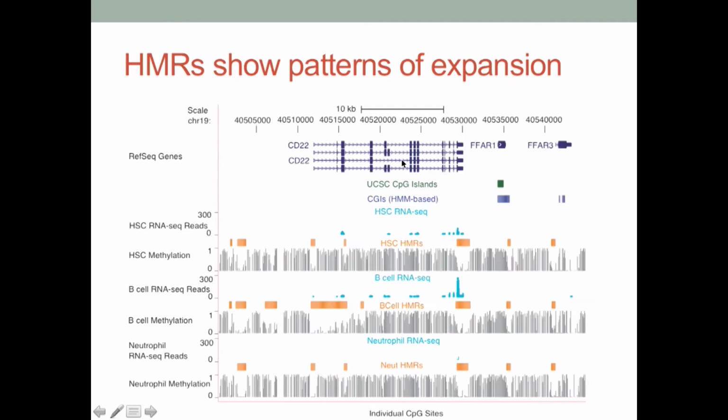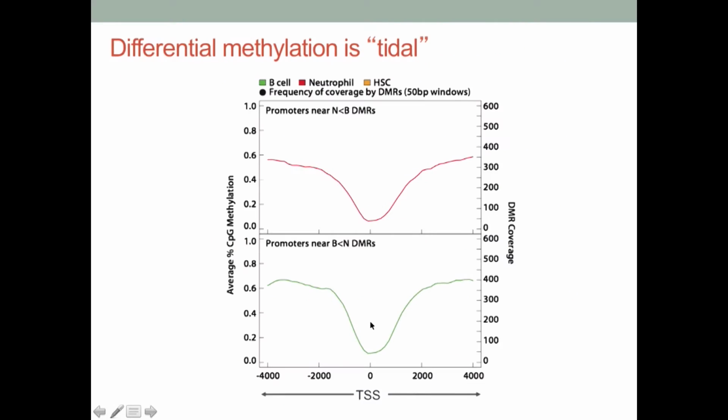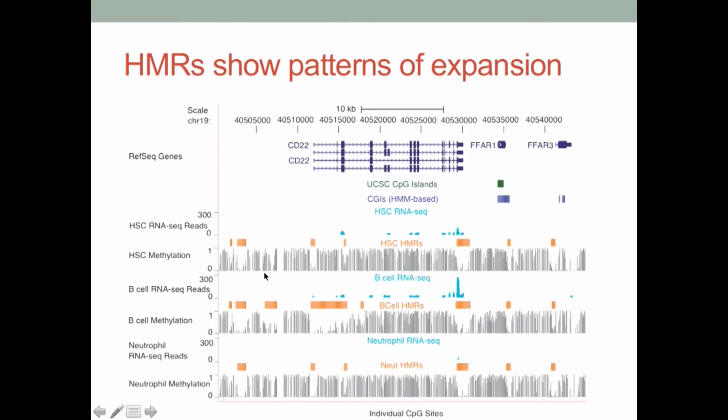And this was the other example that I showed you, CD22. You see there's shared hypomethylation at the TSS in different blood cell types, but an expansion of the HMR in B cells. This is correlated with, maybe kind of difficult to see here, a track that I've also overlaid that shows RNA-seq reads. There are many more RNA-seq reads across this gene in B cells than the other cell types.